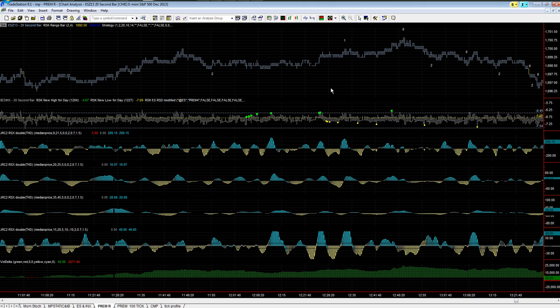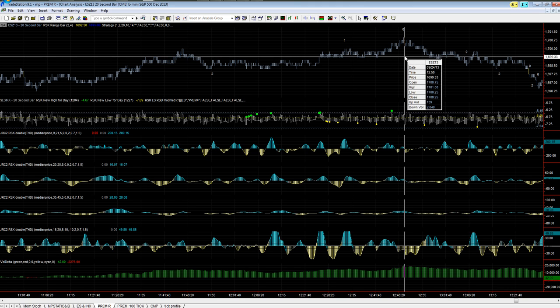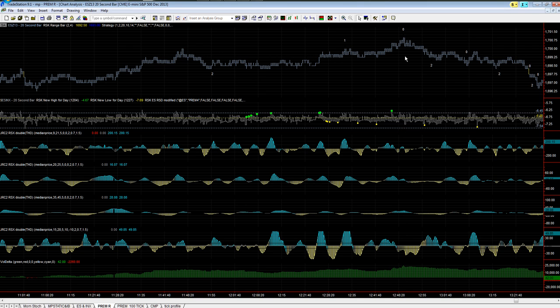Now, how far down is it going to come? At that point in time, we don't know. We don't have anything on the premium here that's really giving us a heads up as to how far down this will go, but that this should be shorted is pretty clear.